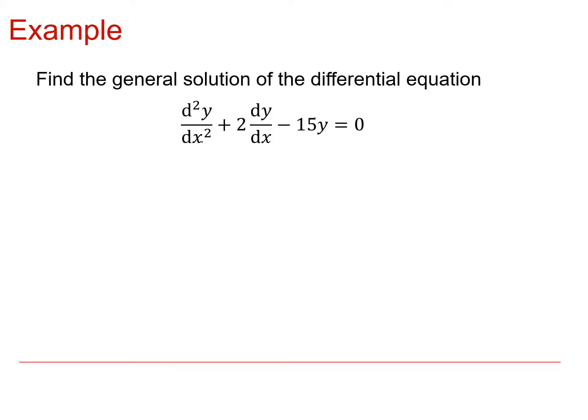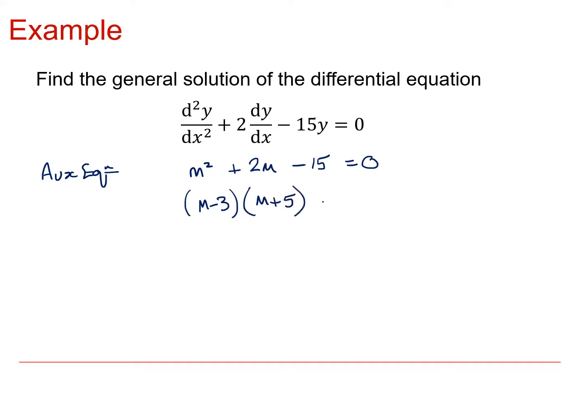So to find the general solution of this differential equation, we first of all form the auxiliary equation. And for this, d2y by dx squared is m squared, twice dy by dx is 2m, the minus 15y is just minus 15, and that's equal to 0. Now this equation factorizes. It's m minus 3 times m plus 5, which is equal to 0, which gives me two values for m. m is equal to 3, or m is equal to minus 5.